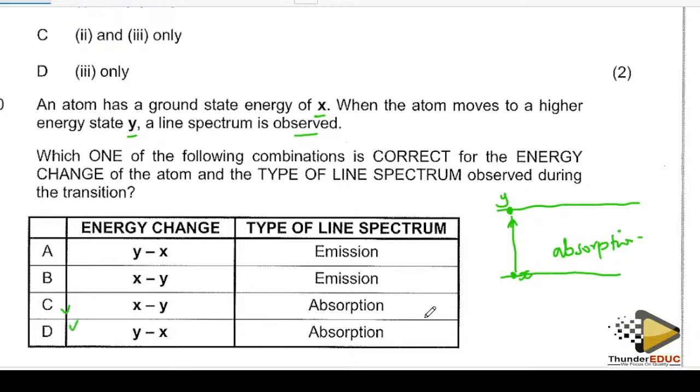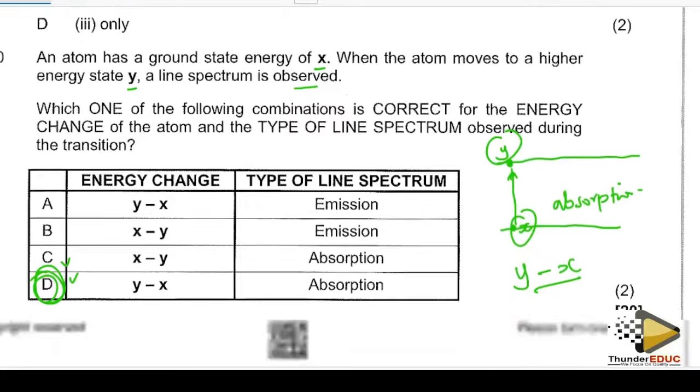Since there is absorption, moving from a low energy level to a high energy level, then the change in the energy, since this energy is higher than this one, is always highest minus lowest. So Y minus X, and that's the absorption. So I'll go with option D. If there's any difference, please let us know under the comment section.